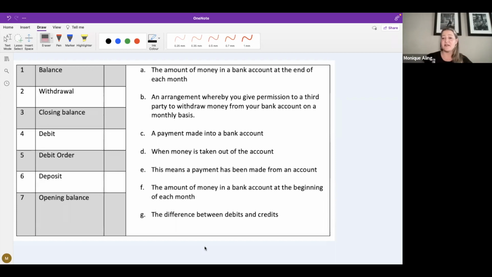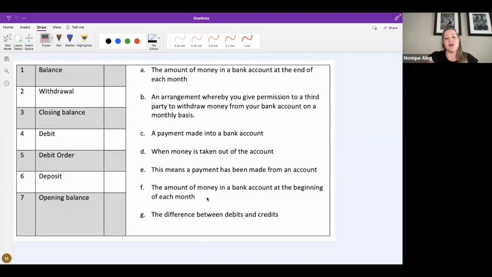Does everyone remember doing these definitions last year? Some of them. Okay, well, I'm sure you will go through the rest this year. There are still more, but that's enough for this lesson.